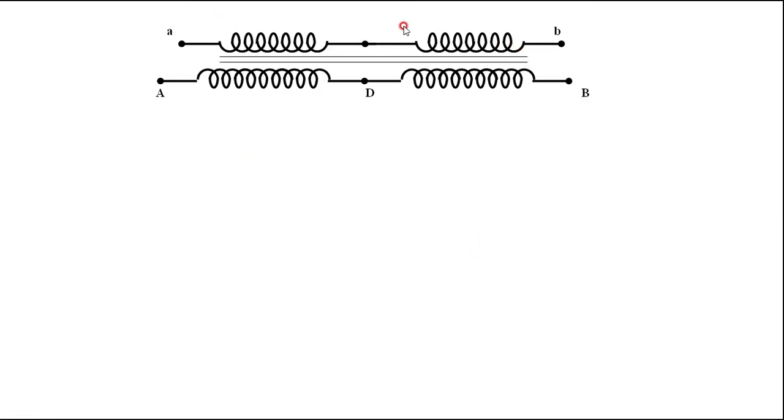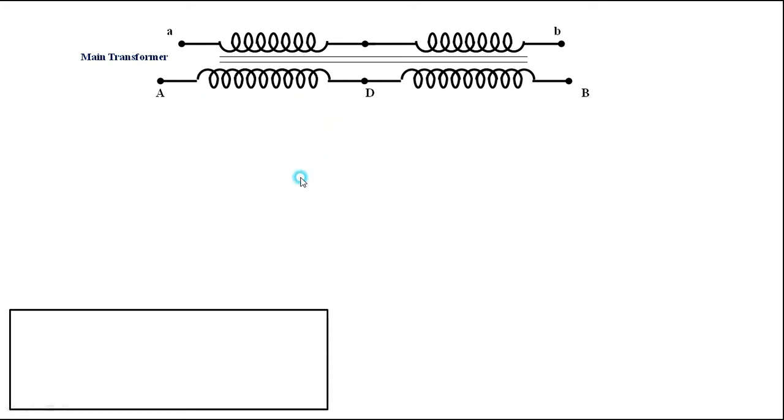Now, I told you this is the main transformer. It has two primary windings, that is between AD and DB. This is the primary with the center tap at D, and the secondary also has two windings, between A at this point and B at this center point. This means it has two primary windings and two secondary windings. Then this is called the main transformer. The main transformer must have at least two primary and two secondary coils so that the center tap may be brought out from each side.